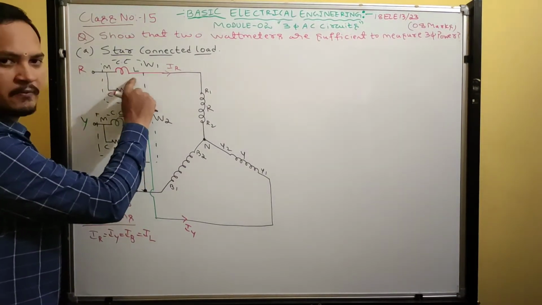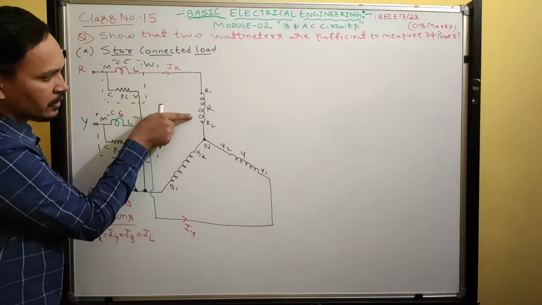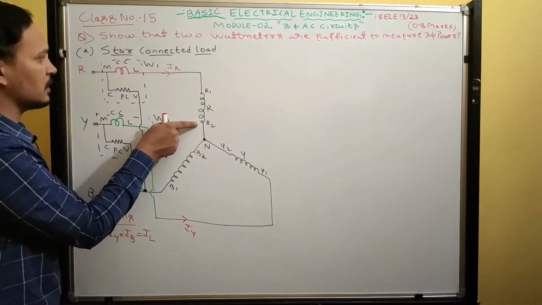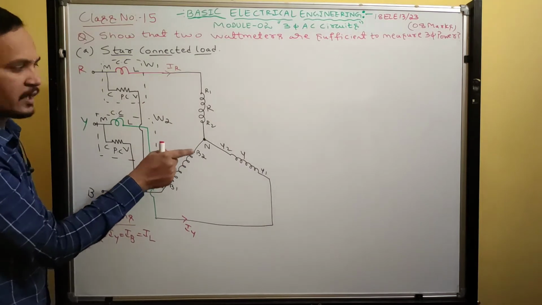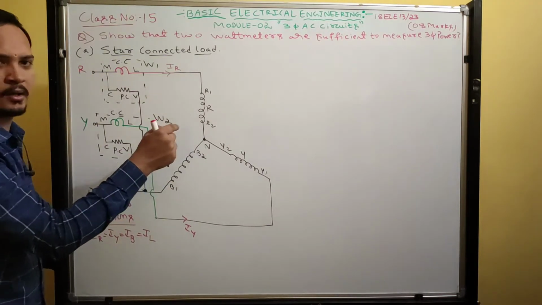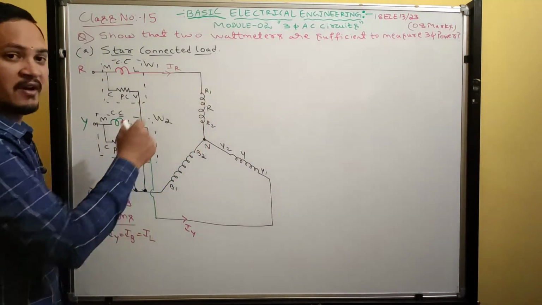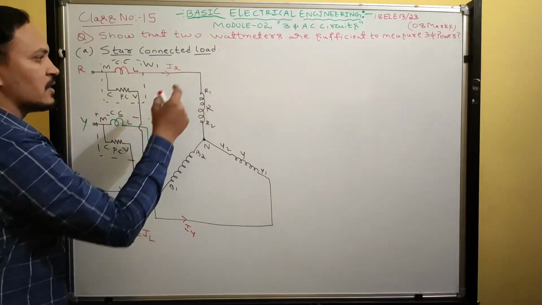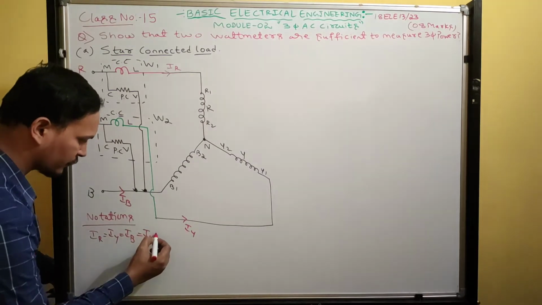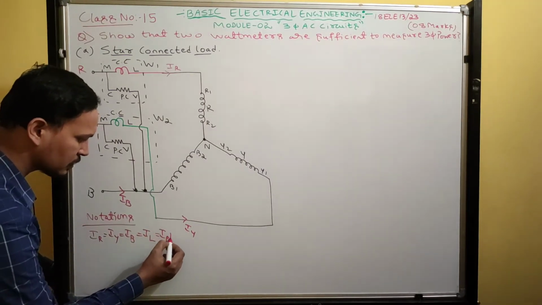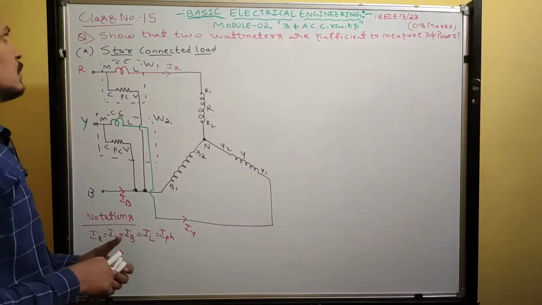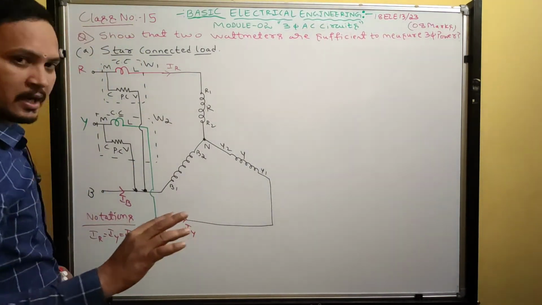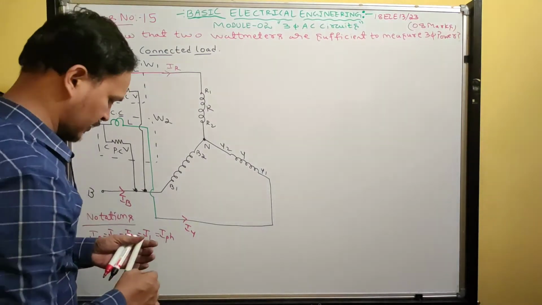Whatever current comes from the line, the same current flows through the phase winding, the R phase winding. The current that flows through the R phase winding, from R to N, from line to neutral point, is called the phase current. Therefore the line current and phase current are both equal in star. We have done the derivation for this; you can observe class number 11, concept of voltage and current in star and delta connected systems.